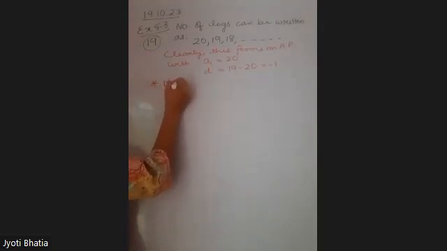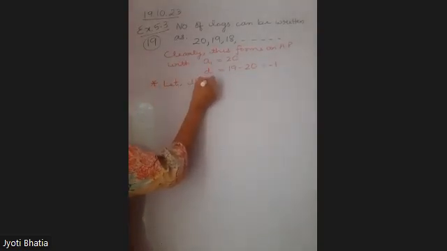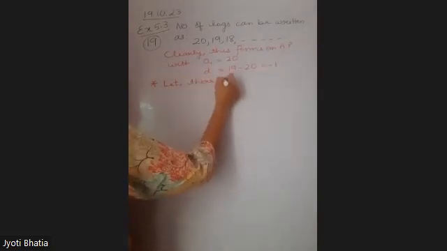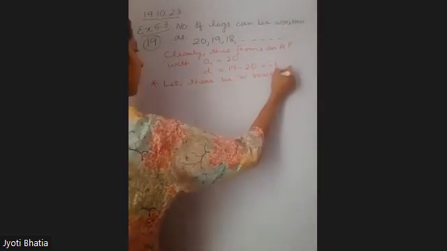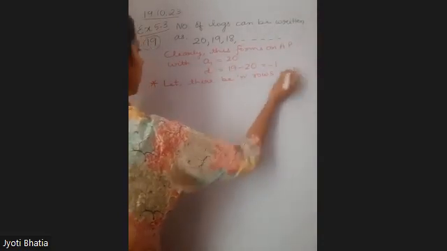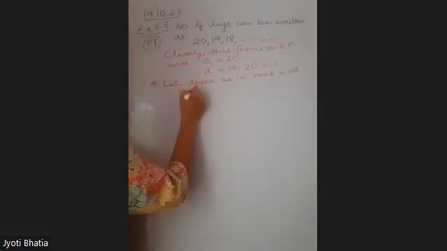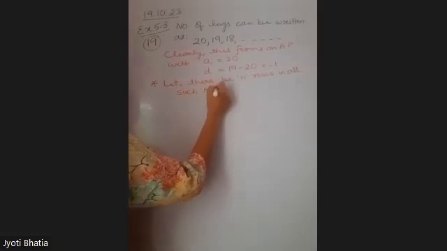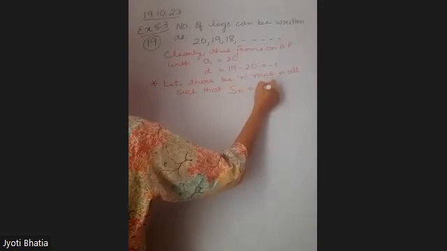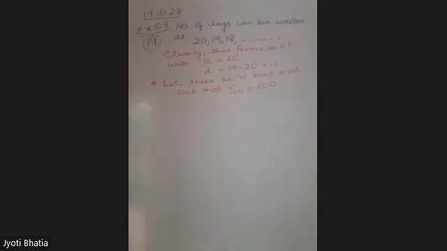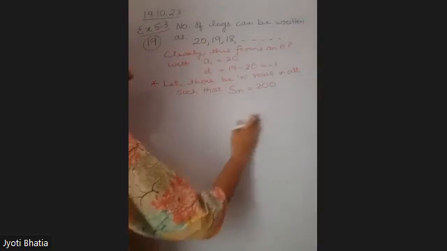Let there be n rows in all such that Sn is equal to 200. Fine, beta. Are you clear till here?